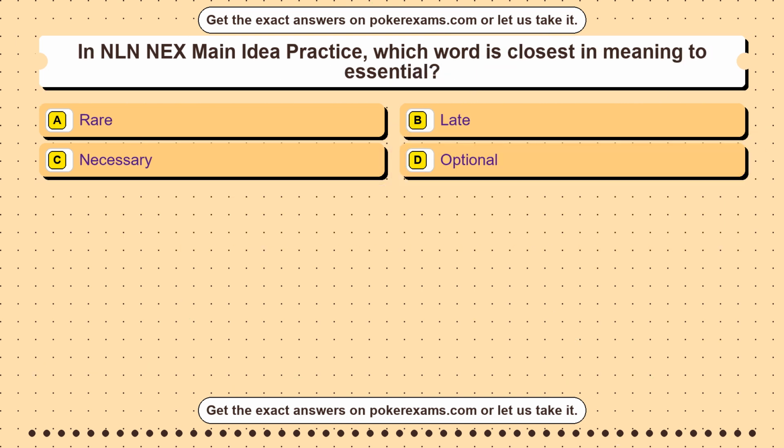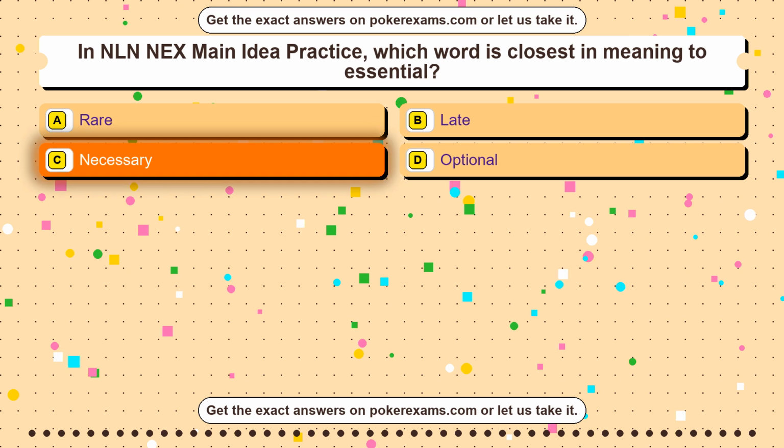Question 43. In NLN NEX main idea practice, which word is closest in meaning to essential? Option A, rare. Option B, late. Option C, necessary. Option D, optional. The correct answer is option C.